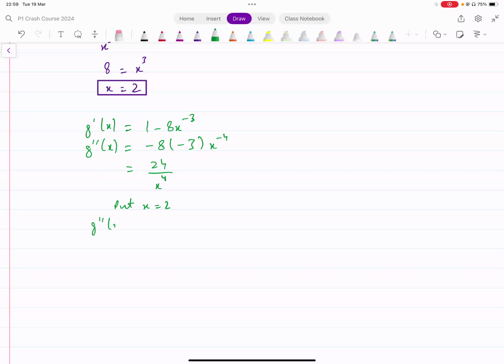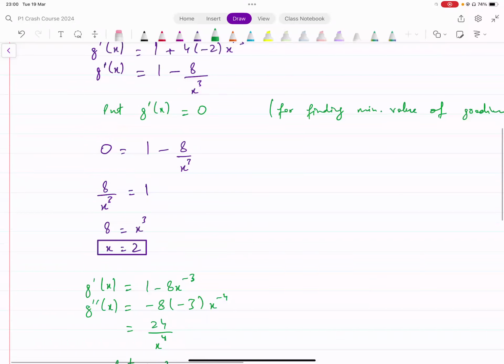The second derivative of the gradient turns out to be 24 over 2 raised to the power 4, which is 1.5. It's a positive value. That means we have a minimum point when x equals 2. So that's the first thing we had to do. We had to prove that the gradient of the curve has the minimum value when x equals 2. We have done that. All right.